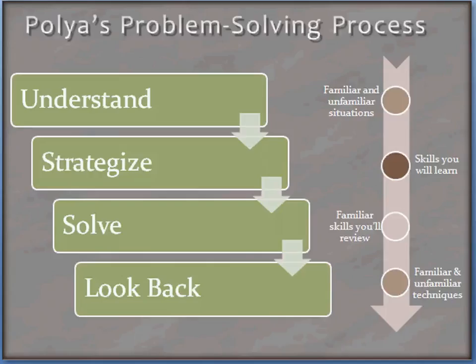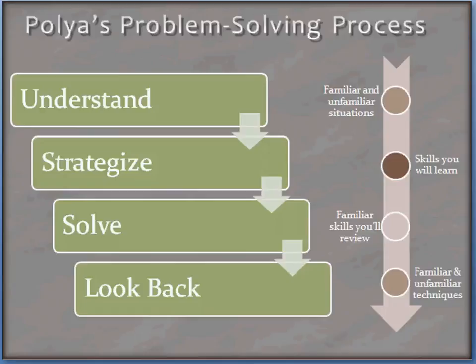Recall from Module 2 that Polya's problem-solving process is a four-step process that can be applied to almost any kind of problem. The four steps are understand, strategize, solve, and look back. You'll also recall that some elements of this are more or less familiar to you based on your previous mathematical experience. We'll be using familiar skills in the solving process, which will be basically review.